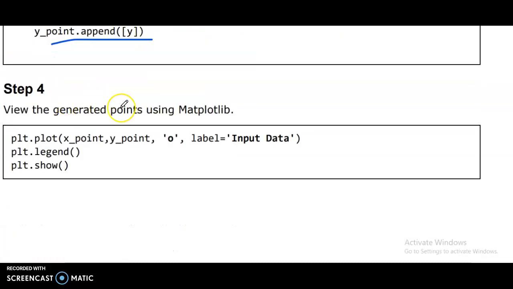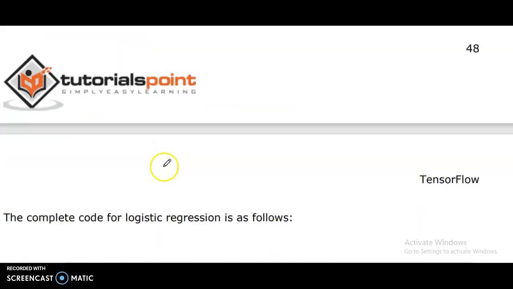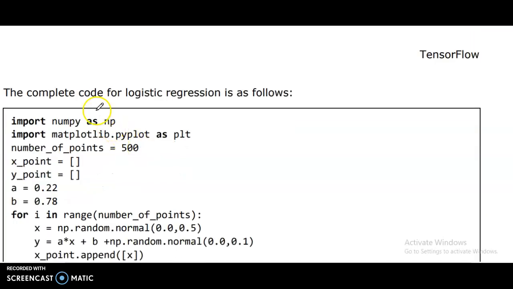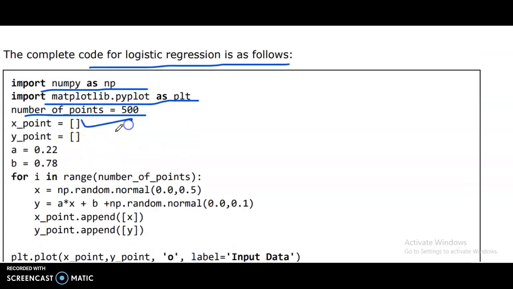Step 4: view the generated points using the matplotlib library. Plot x point, y point, 'ro', label 'Input data'. Plot legend, plot show. The complete code for linear regression is as follows. Import numpy as np, import matplotlib.pyplot as plt, number of points 500, x point, y point, a = 0.22, b = 0.78.